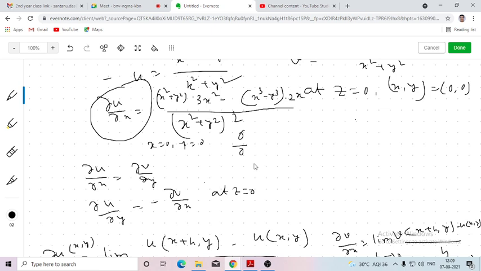So sir, u(0, 0) equals to the infinity. u(0, 0).